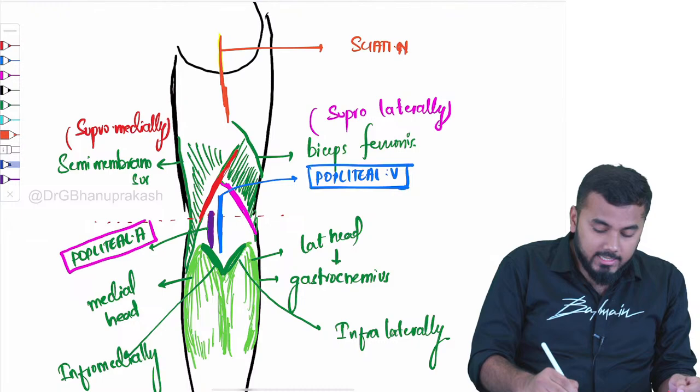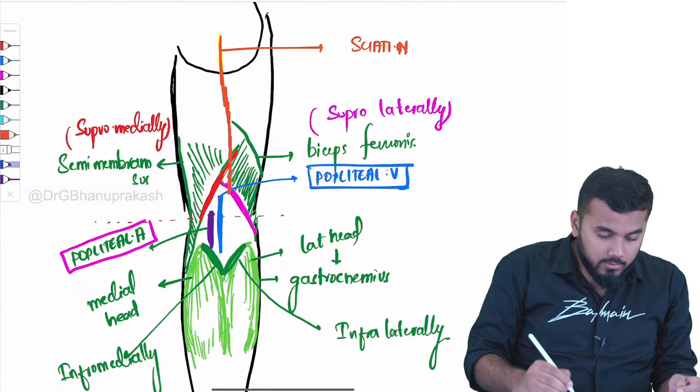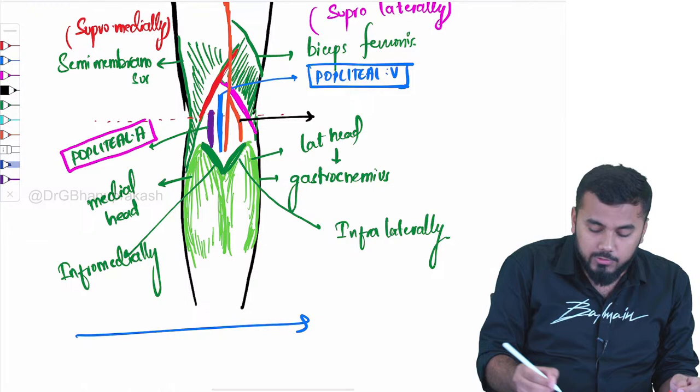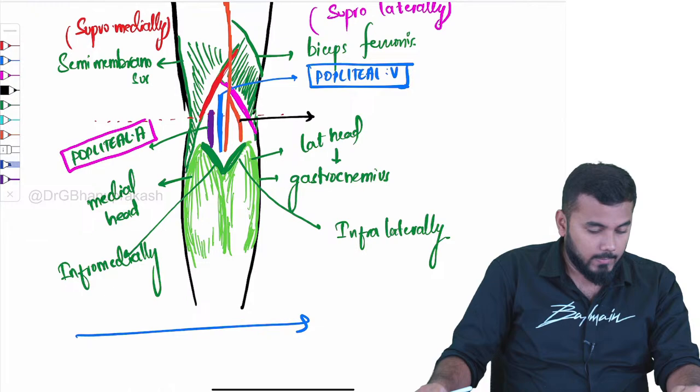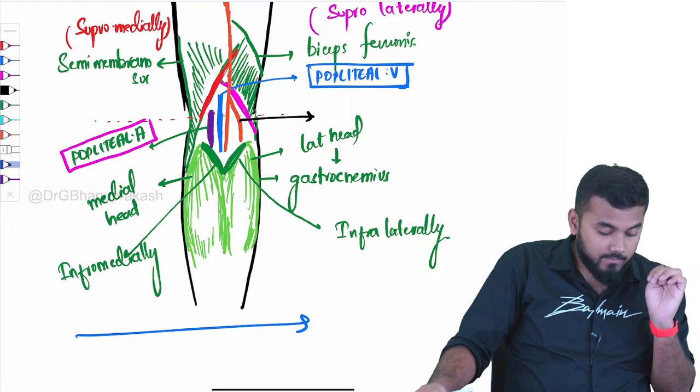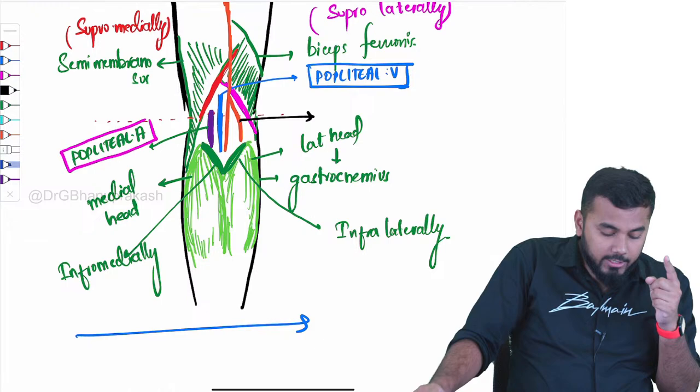The sciatic nerve will divide into two. Look, everyone, look here. The sciatic nerve is dividing into two. One branch comes like this and the other branch comes like this. What are these two branches? Now you will tell me. I'm not writing it. What is this branch named? Very good. Excellent. One is called the tibial nerve and the other one is called the common peroneal nerve.